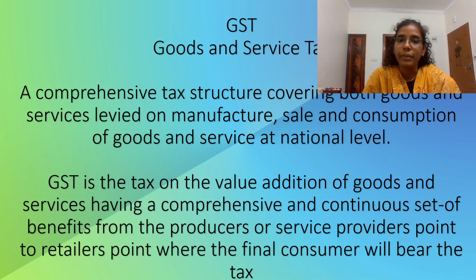Let's take an example. Suppose the cost of manufacturing a product is 10 rupees, and at the point of sales it is sold for 15 rupees. So at the time of manufacturing, if the GST is paid on 10 rupees, at the point of sales the tax has to be paid only on the extra 5 rupees. So this is the tax structure that is followed under the GST.